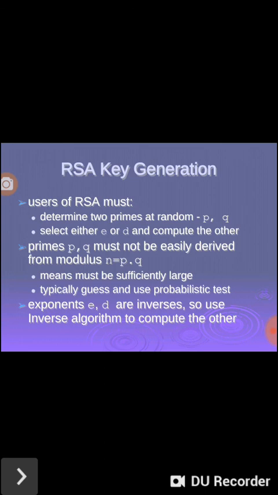Now how is the key generated in RSA? The users of RSA must determine two primes at random, P and Q. So we need to calculate n equal to P into Q, and the exponents e comma d are inverses. So use the inverse algorithm to compute the other.